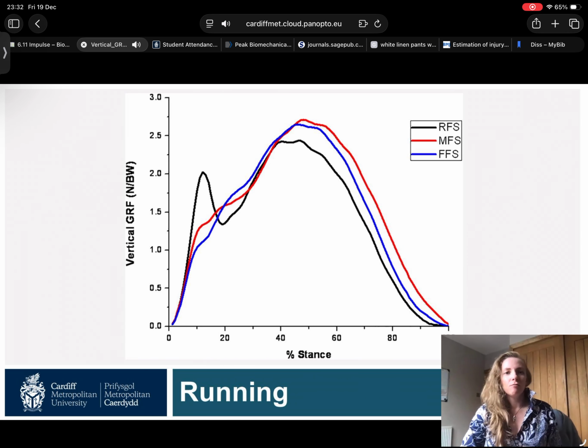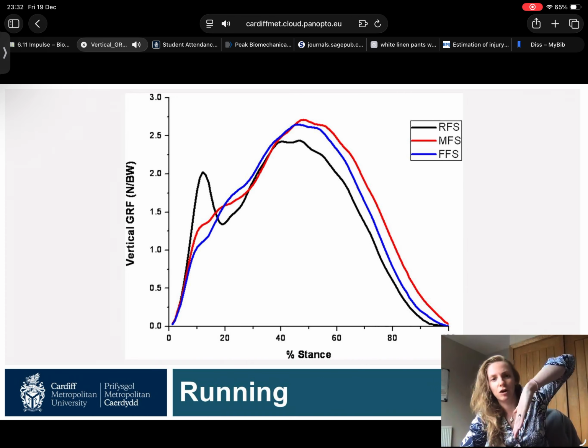So first up, running. Running is a little bit unique because there are actually considered three typical vertical ground reaction force profiles. You can see all three on the figure in front of you. So the black line is what we refer to as a rear foot strike. That means the heel hits the ground, rocks over, and then you toe off.